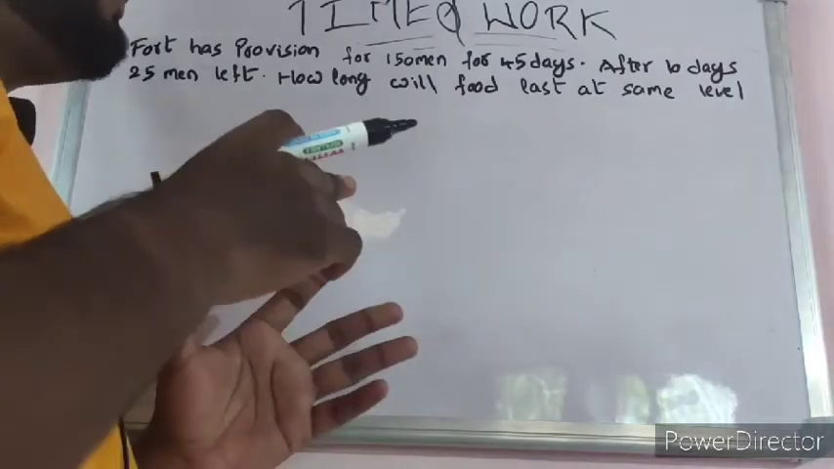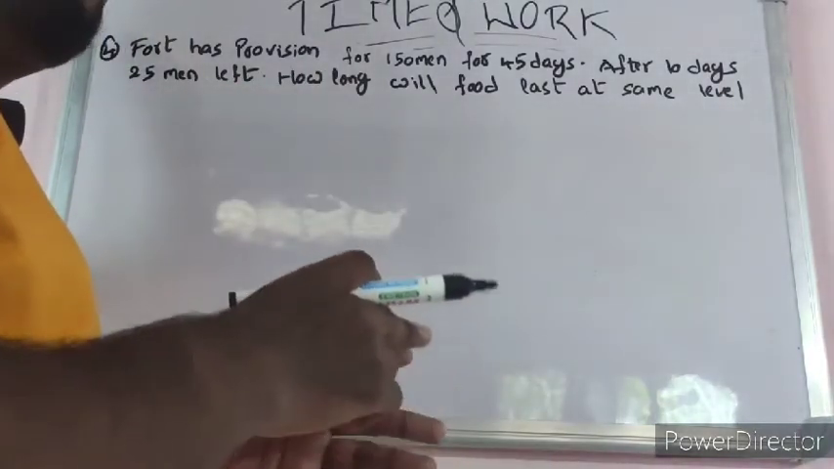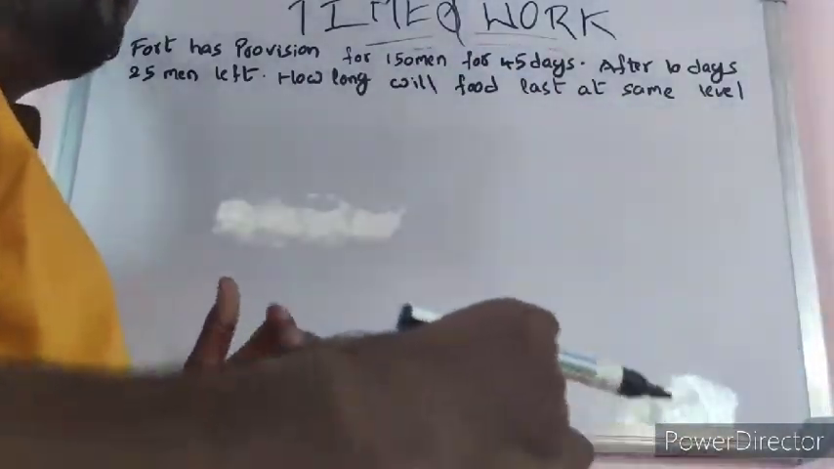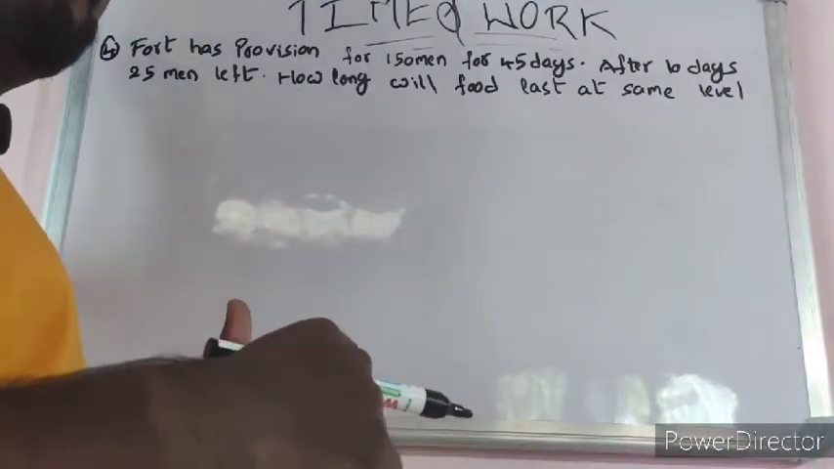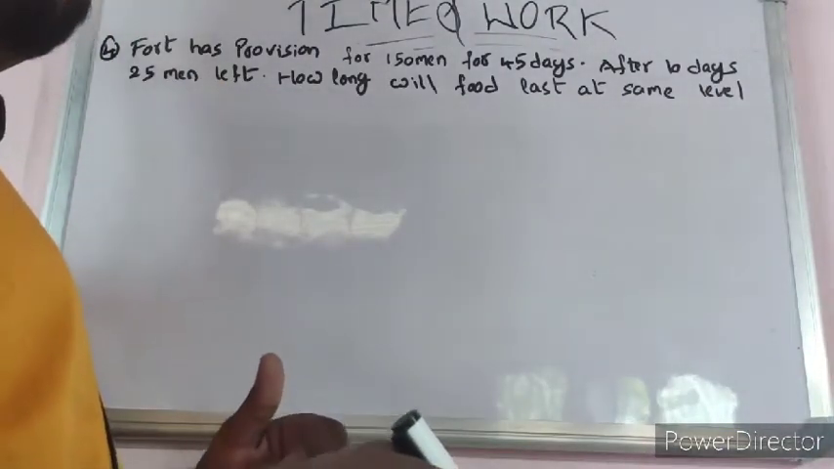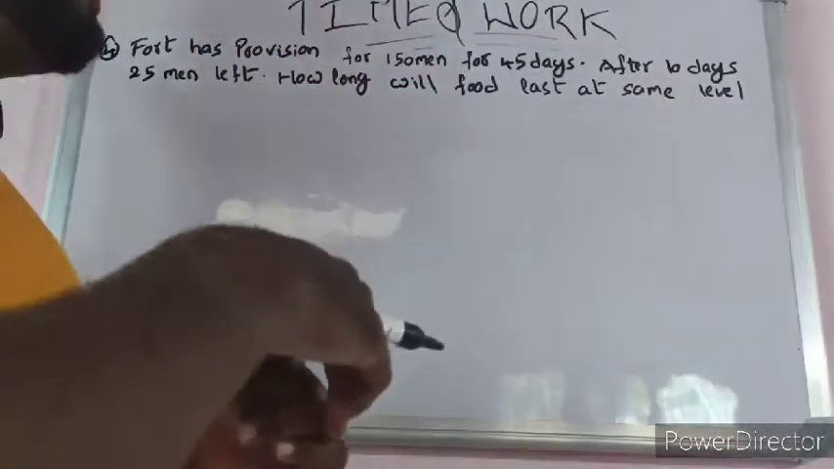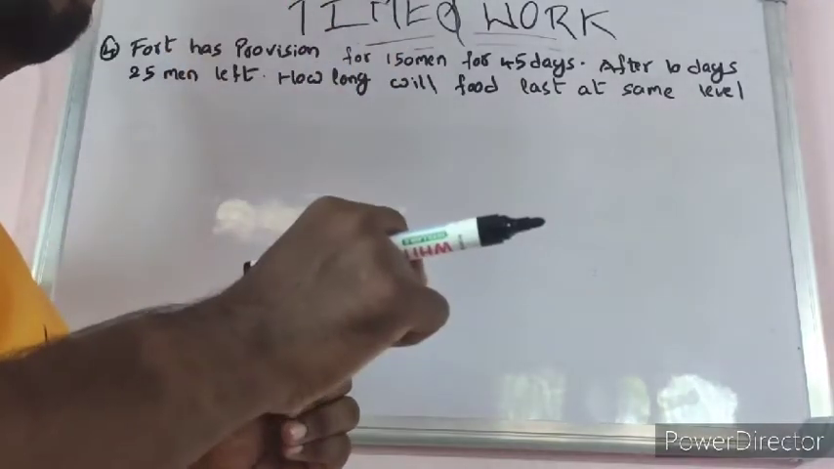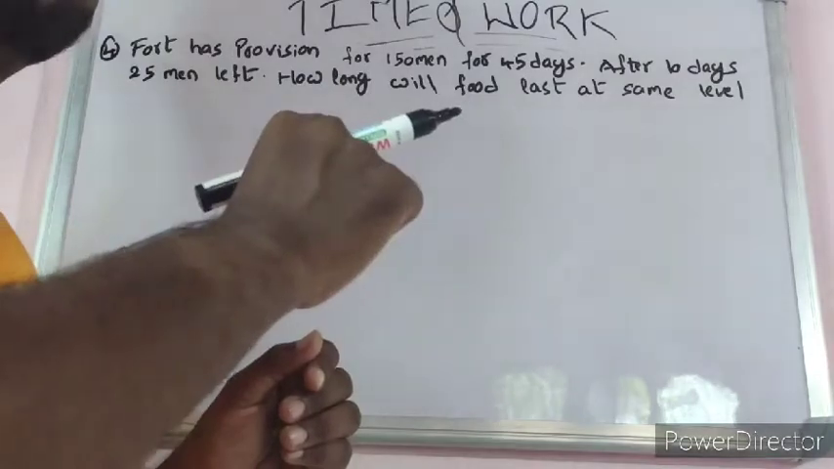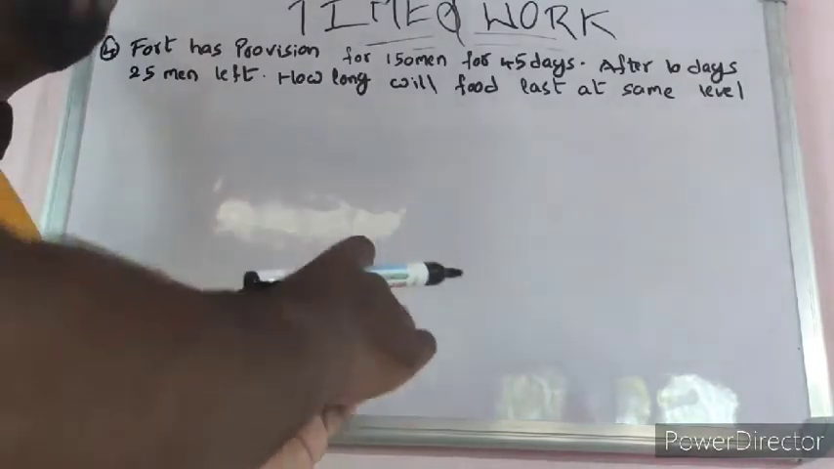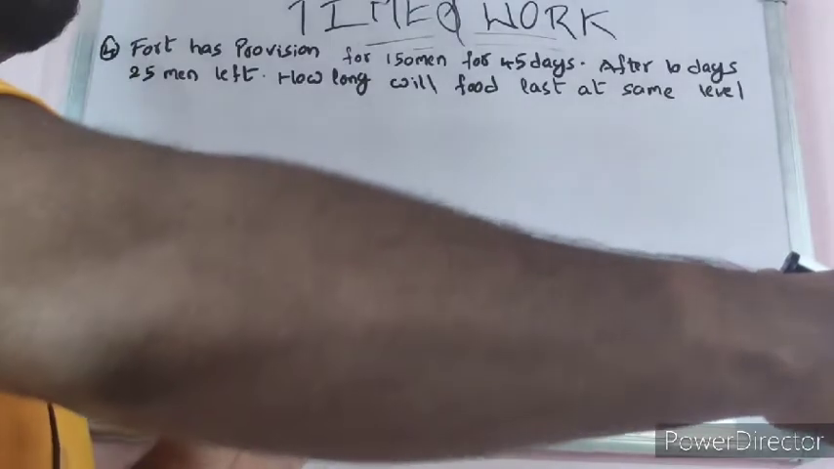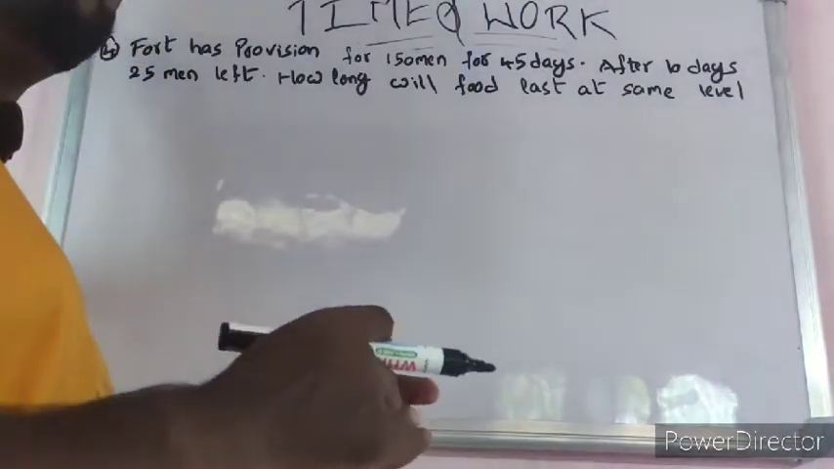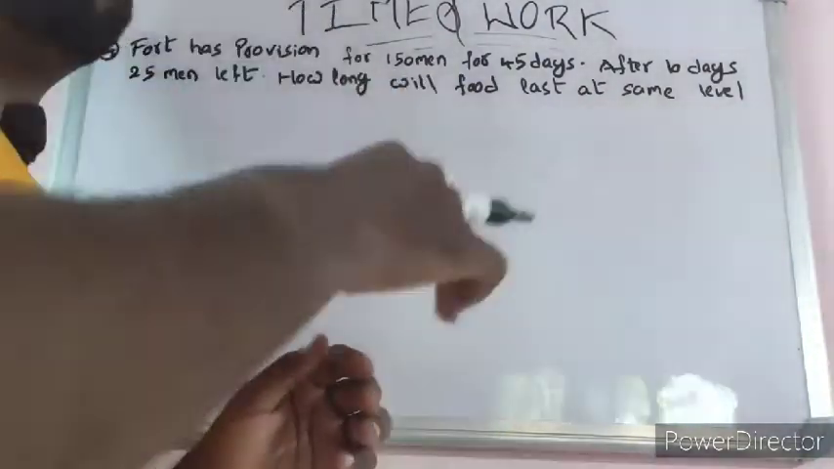Not all the 150 men stayed there for 45 days. After 10 days, due to some reason, 25 men left. Okay, and how many people are left behind there? Once the 25 people leave, 125 people are left at the fort. So people decreased. What happens? The food which we have lasts for some days longer. So here we need to find how long the food will last at the same level. How many days will the food last?